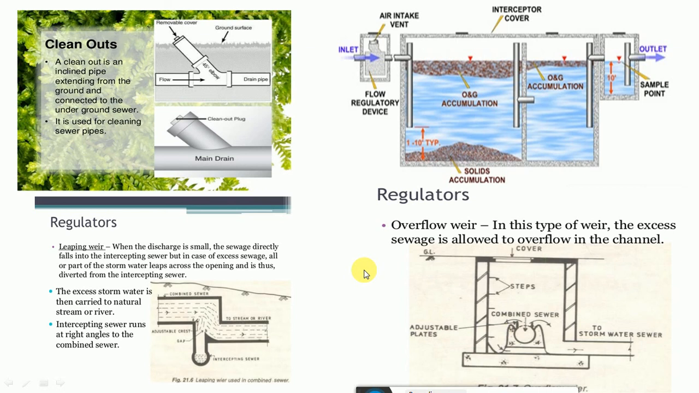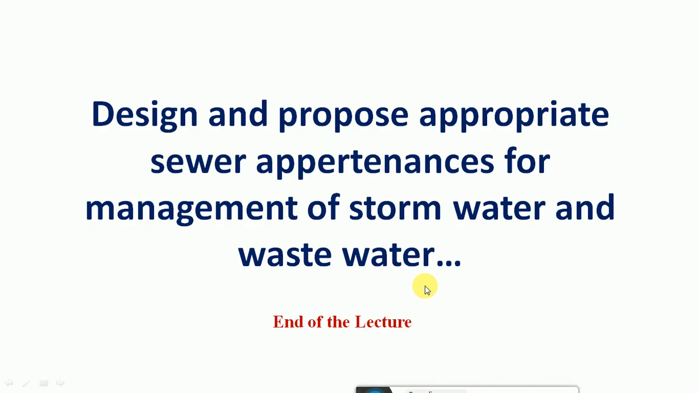the flooding and all is very common. To avoid those problems, we should have the proper sewer appurtenances in place for effective functioning of the sewerage system. And that is the end of the sewer appurtenances. Like I was telling you, we should properly locate the manholes, the street inlets, catch basins, overflow leaping weirs, etc., for effective management of both stormwater as well as the wastewater.